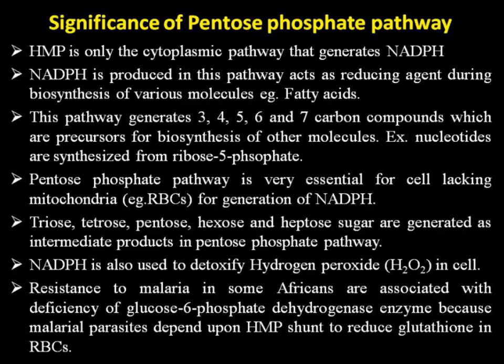Another important point is that triose, tetrose, pentose, hexose and heptose sugars are generated as intermediate products in the pentose phosphate pathway. NADPH is also used to detoxify hydrogen peroxide, H2O2, in the cells. Again, resistance to malaria in some Africans is associated with deficiency of the glucose 6-phosphate dehydrogenase enzyme, because the malarial parasite depends upon the HMP shunt to reduce glutathione in RBCs.